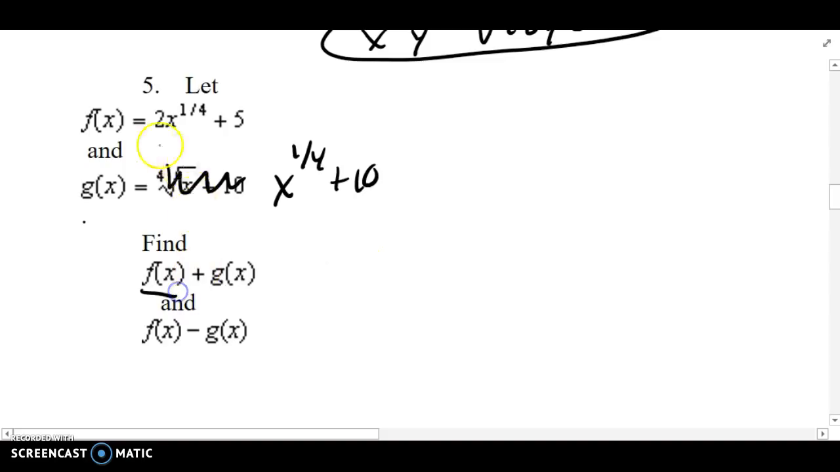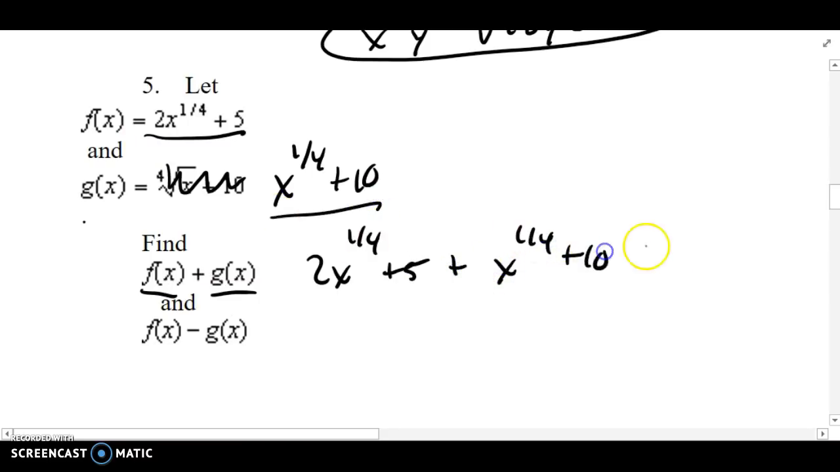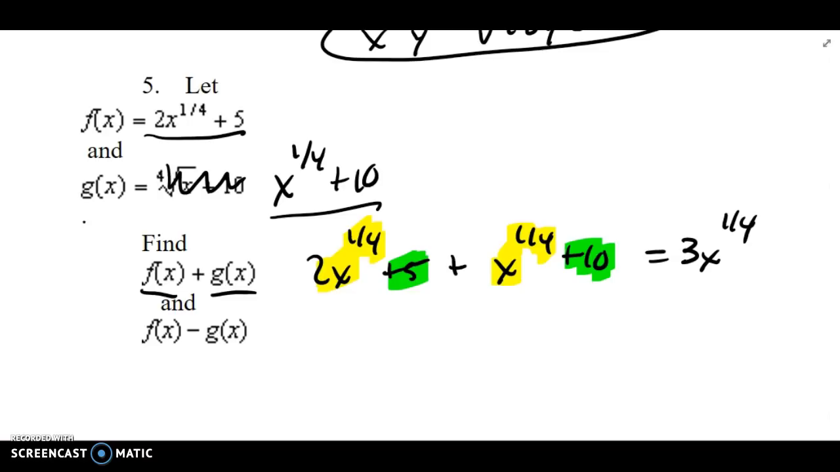So I'm going to put this in. We have f of x is that, so we have 2x to the 1/4 plus 5. g of x is this, so we're going to have x to the 1/4 plus 10. And we have like terms here, so these have the same powers. We have 2 in one of them, so a total of 3. And then we're going to put our numbers together and get 15.